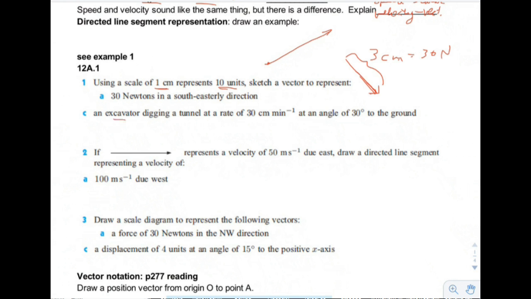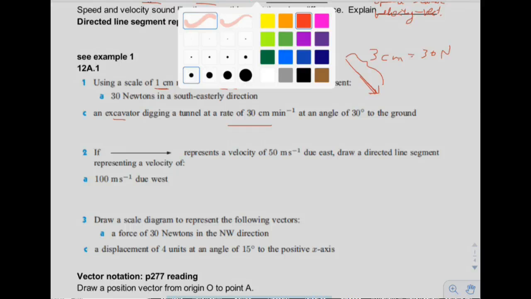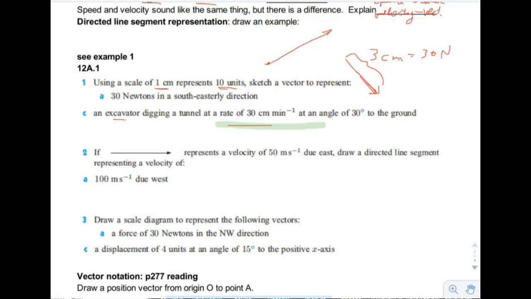An excavator digging a tunnel at a rate of 30 centimeters per minute at an angle of 30 degrees to the ground. So how do we draw this? Okay, 30 degrees to the ground. So the ground, let's draw the ground kind of green. And then the tunnel is at 30 degrees to the ground, so that would be about 30 degrees. And he's digging it at a rate of 30 centimeters per minute, so this is 30 long, 30 centimeters a minute.